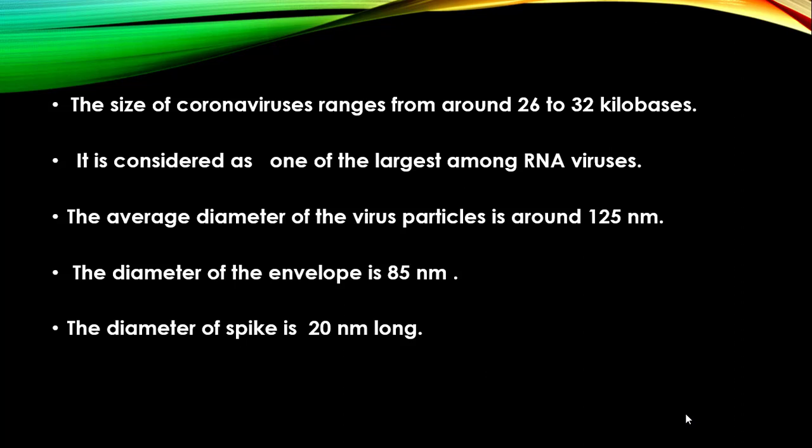The genome size of coronavirus ranges from around 26 to 32 kilobases. It is considered one of the largest among RNA viruses. The average diameter of the virus particle is around 125 nanometers. The diameter of the envelope is 85 nanometers and the diameter of the spike is 20 nanometers.